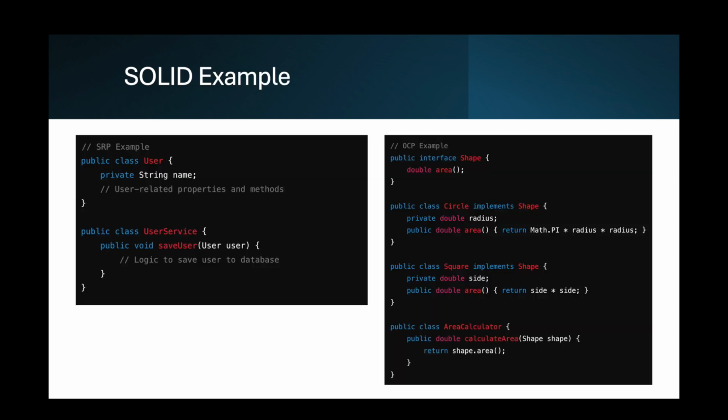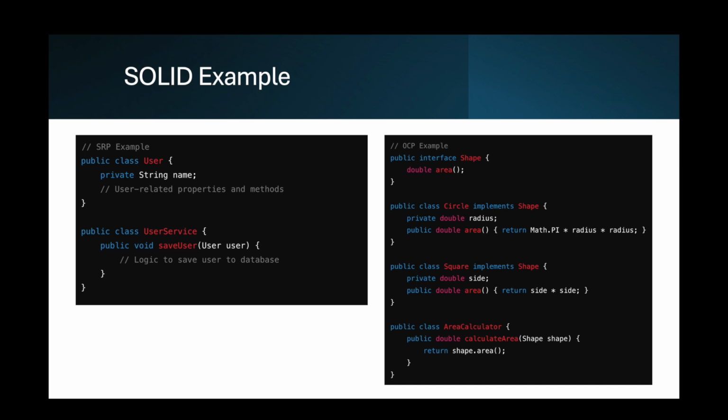Here is an example in Java code where we have a class called User with a private string name. The user related properties and methods can be defined here. Then we have a UserService which has a public void saveUser method inside it. Logic to save the user to the database will be written here.